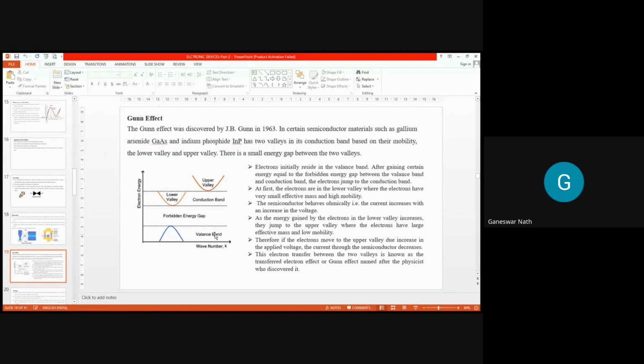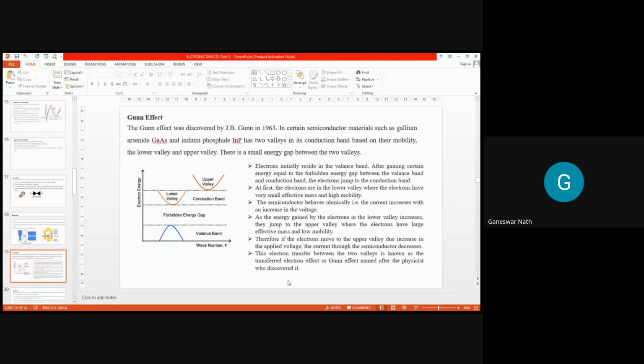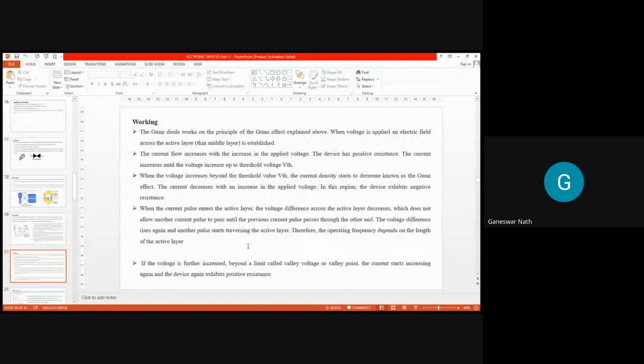This electron transfer between the two valleys is known as the transferred electron effect, or the Gunn effect, named after the physicist Gunn. So this is the Gunn effect that happens in a Gunn diode due to the application of voltage. So now, how does it actually work?